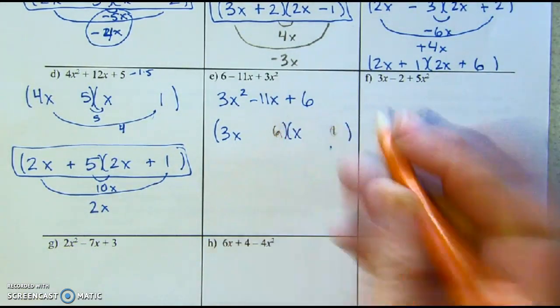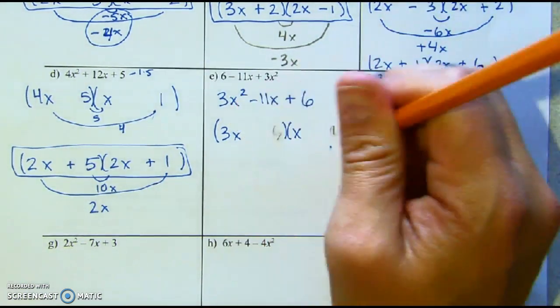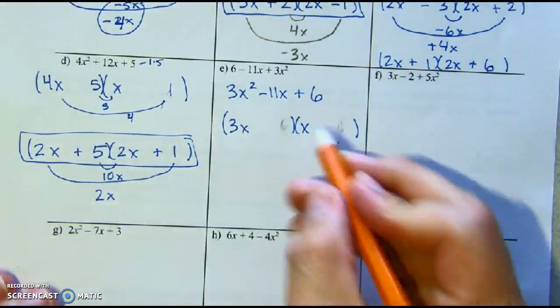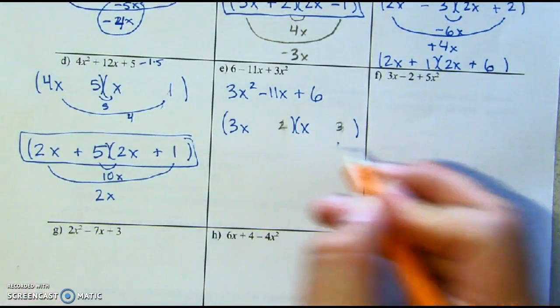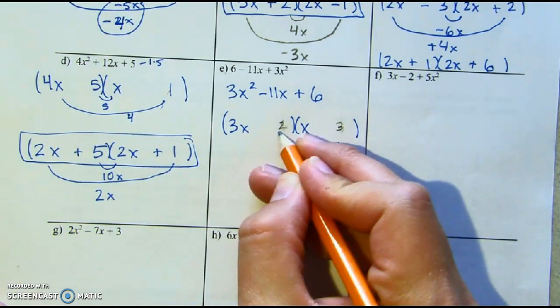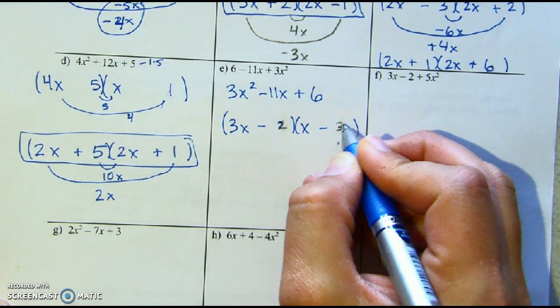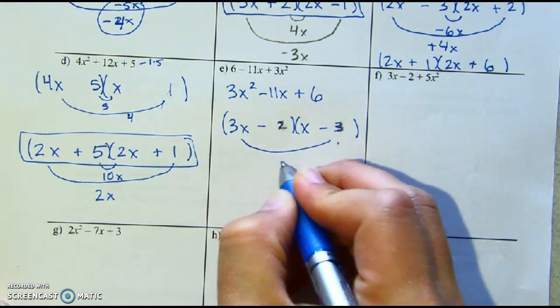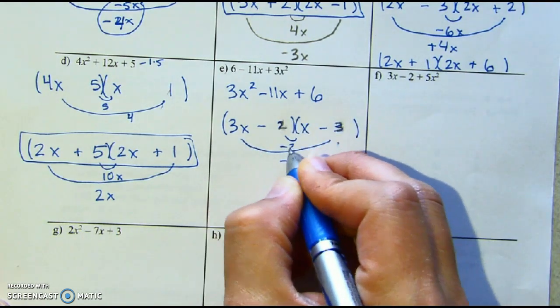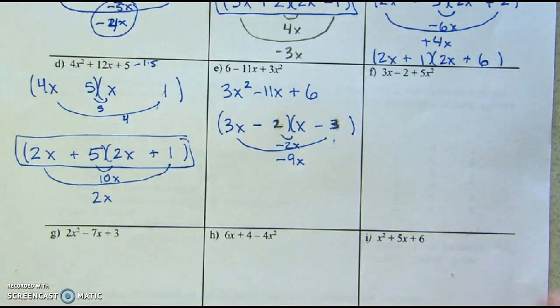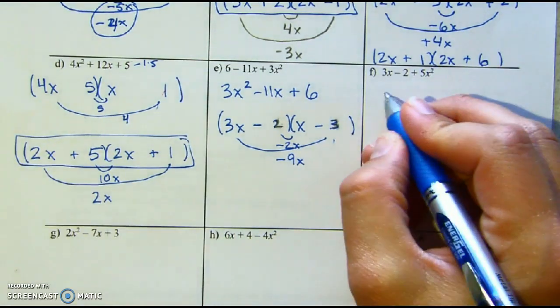3 and 6, does that give us 11? No. So what do we want to try? 2 and 3. So we're going to try 2 and 3. 3 times 3 is 9, and 2. Do 9 and 2 give us 11? Yeah, if they're both negative, let's check it. Negative 9x and negative 2x. We did it. And it was a lot less messy, right?